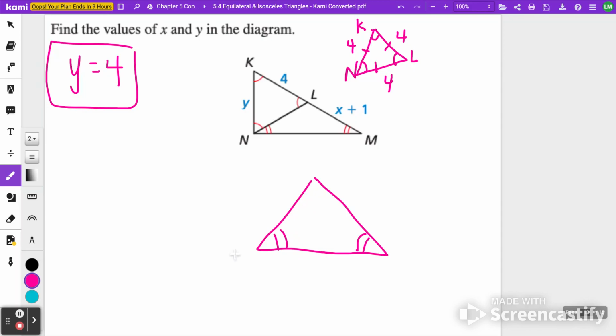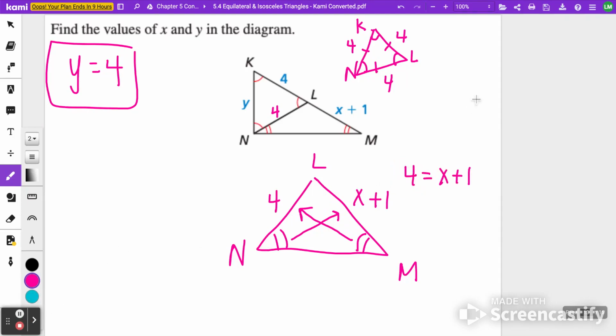Okay? We have N, L, and M. And then this side says x plus 1. Here we have something different though, because we don't have a lot of information, but we do know that LN is equal to NL. And as we stated before, that's going to be equal to 4. So using the knowledge of equal angles, notice how angle M is across from 4 and angle N is across from x plus 1.